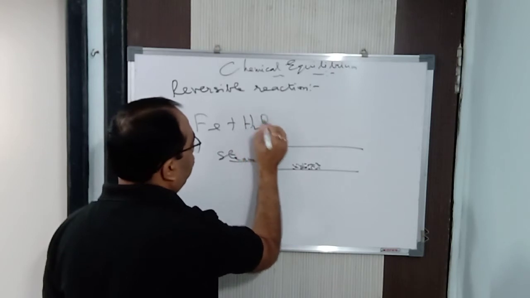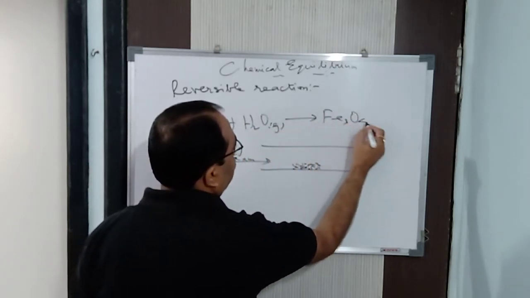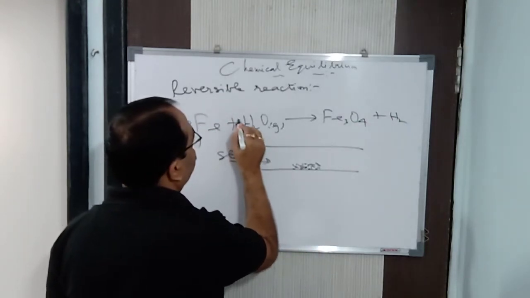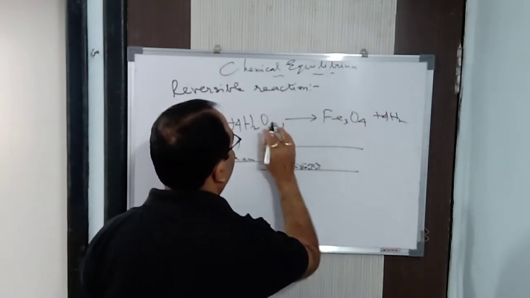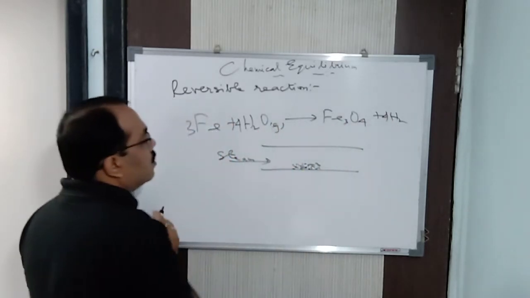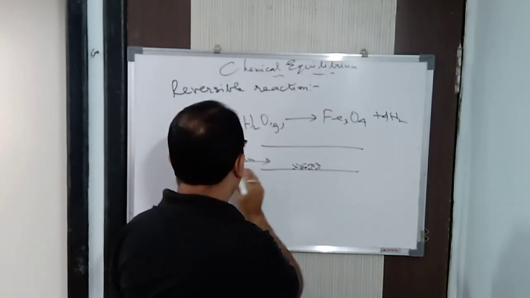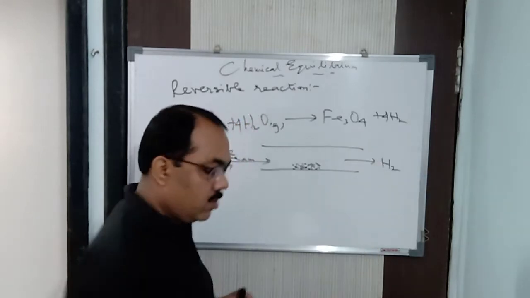So Fe reacts with steam to form what? It forms Fe3O4 plus H2. So 3Fe plus 4H2O will give you Fe3O4 plus 4H2. We can say that. So in this way, we get a particular reaction. From here, if you pass steam through it, hydrogen gas is released out.